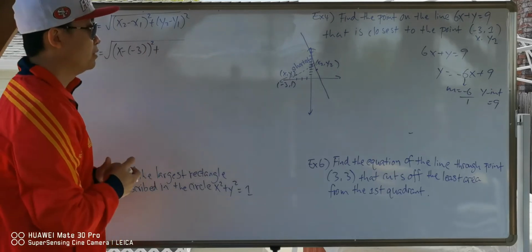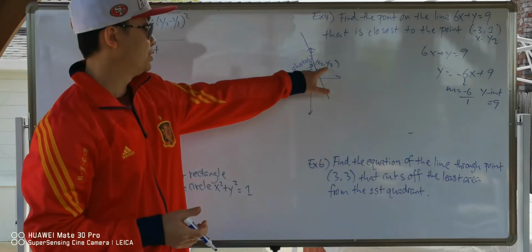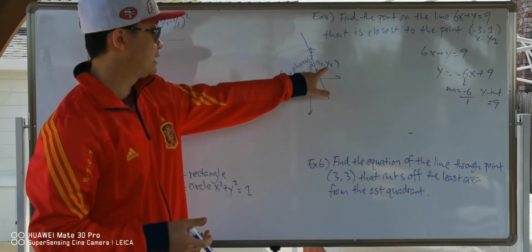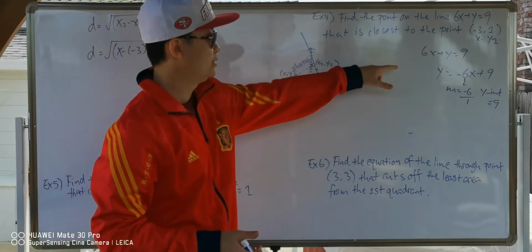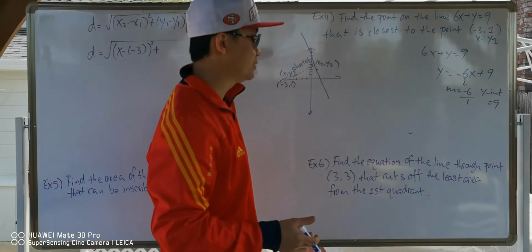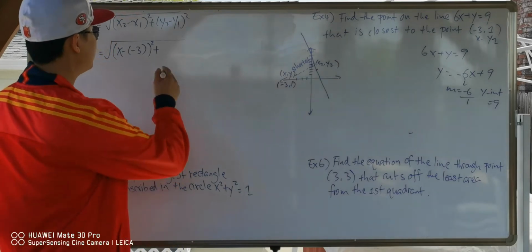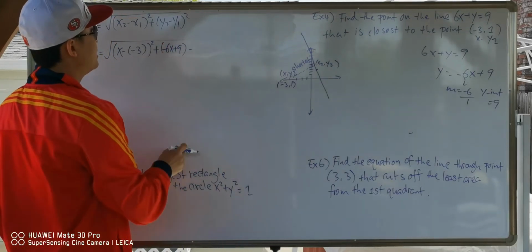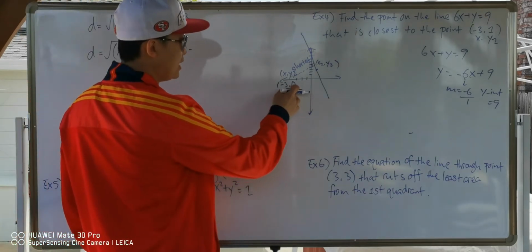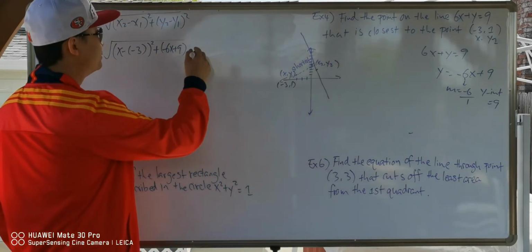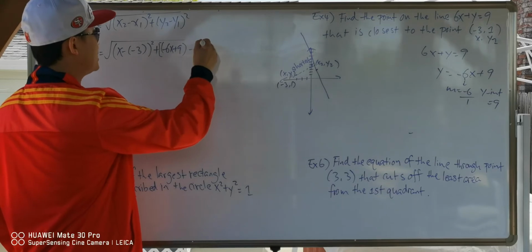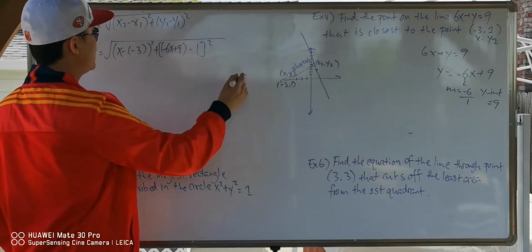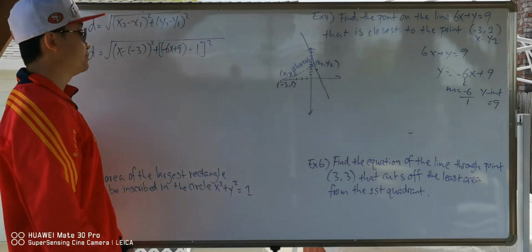Quantity squared. y2, again, we don't know what that is, but that's the y coordinate on the line. So we can use this equation here. So it's negative 6x plus 9, which is considered y2. And then minus y1, so y1, which is what? 1. Okay, quantity squared. You can use bracket, you can use parentheses again.